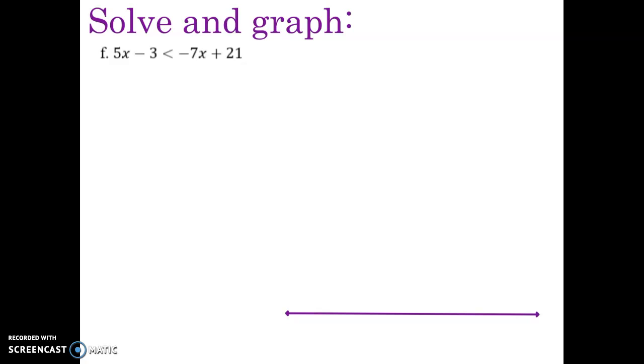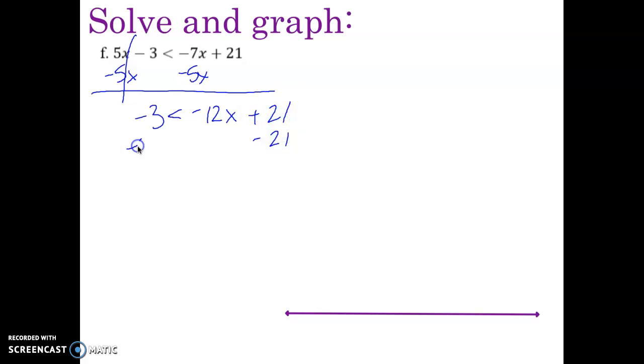All right, let's try this one. 5x minus 3 is less than negative 7x plus 21. Okay, I'm going to choose to put my variables on the right just so I can practice with that again with you guys. So those will cancel out. Negative 7 and negative 5 make negative 12. Subtracting 21 from both sides, trying to get x by itself.